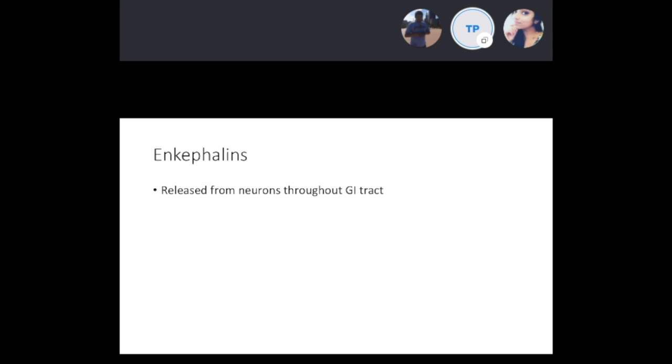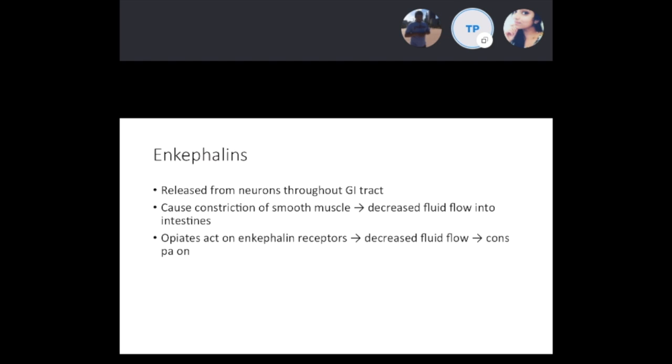Enkephalins. Enkephalins are released from neurons throughout the GI tract. They cause constriction of smooth muscle, and so therefore there will be decreased fluid flow into the intestines. And opiates actually act on enkephalin receptors, and they decrease the fluid flow, which leads to constipation.